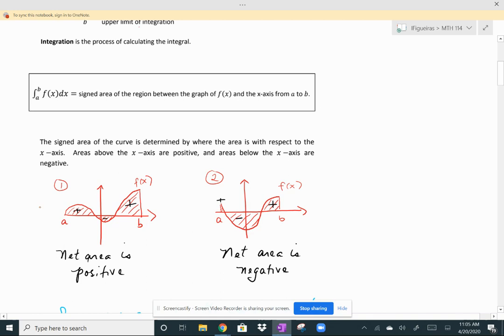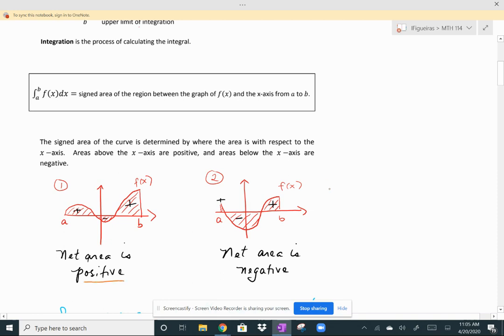So, for example, this picture here, number 1. You can see that I have some positive areas to the left and to the right, and then I have this little bit of negative area right here. So clearly there's more positive area than negative area. So the integral from a to b of f of x would definitely give you a positive result.